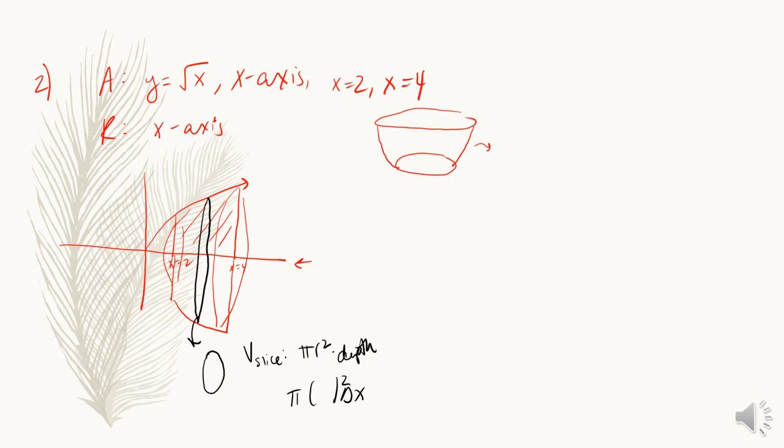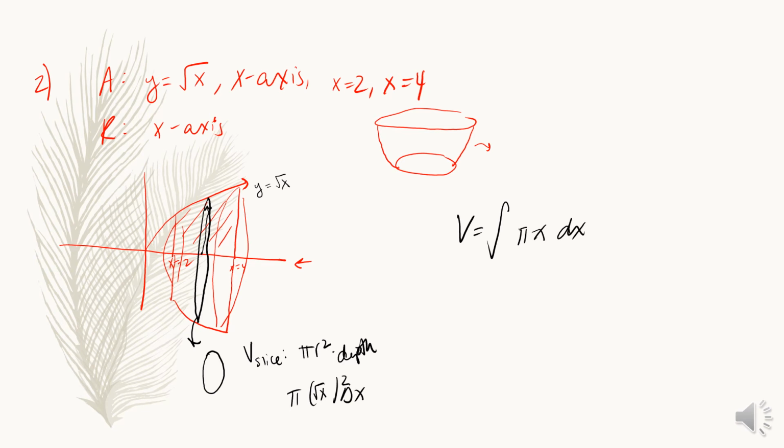The question is, what is the radius? So the radius is going from the center line up, and it's different for every slice. Like on the last example, it was always 2, but for this one, it's different depending on where we slice. But it's always given by this curve, y equals the square root of x. So then I'm going to have the square root of x squared. So my overall volume, when you do the square root of x and square it, you're just left with x. So I'll have pi x dx.